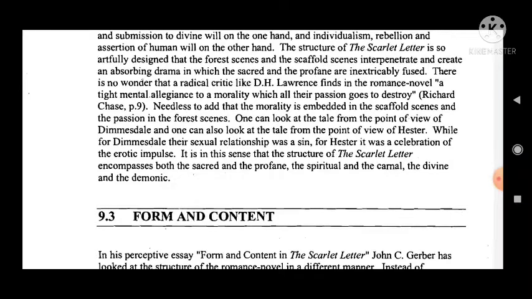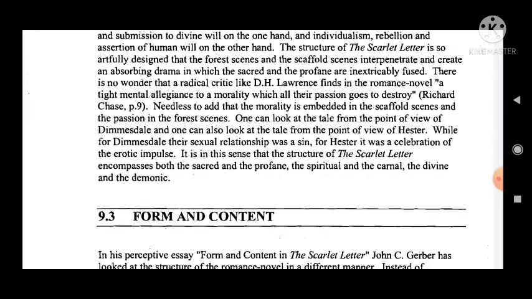Lawrence finds in a romance novel a tight mental allegiance to a morality which all their passion goes to destroy. Richard Chase, page number 9: Needless to add that the morality is embedded in the scaffold scenes and the passion in the forest scenes. One can look at the tale from the point of view of Dimmesdale, and one can also look at the tale from the point of view of Hester.